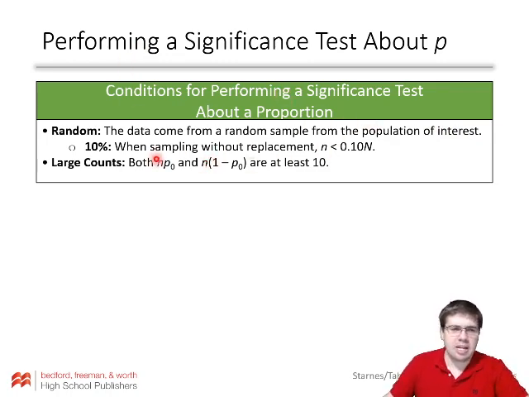Then there's the independence, the 10% condition. So when we're sampling without replacement, we want to make sure our sample is less than 10% of the population. Great news, those are the exact same as they have been for the last couple of units. The slightly new one here is the large counts condition.